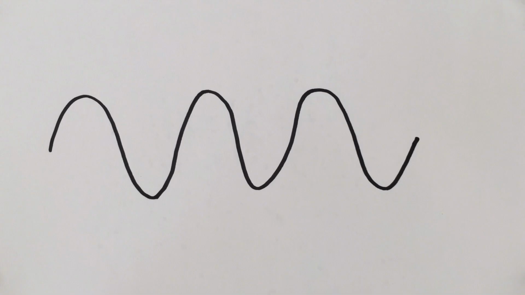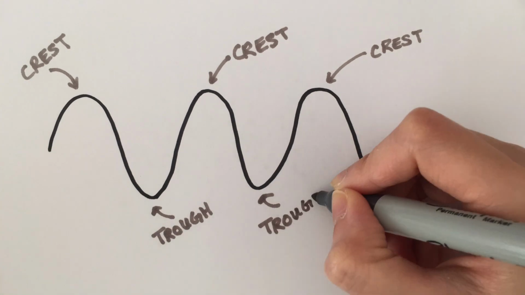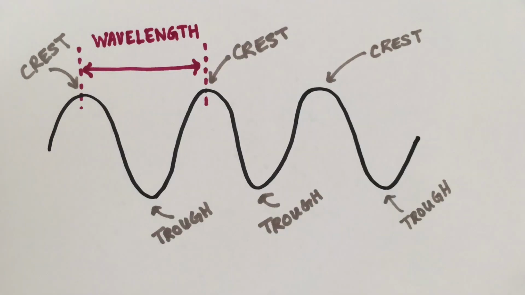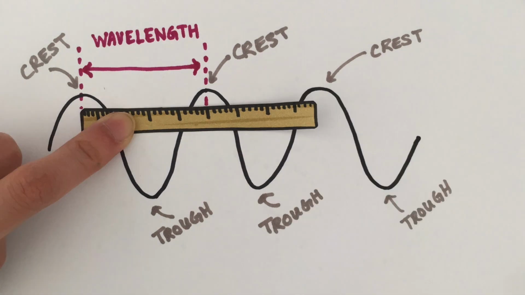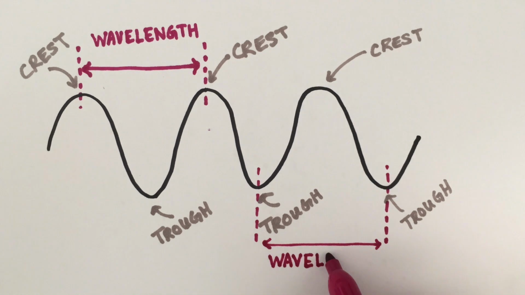Let's take a look at a transverse wave again. The maximum displacement is the crest. The minimum is the trough. From one crest to the next, that's the wavelength of a wave. Likewise, this is the distance between two consecutive troughs.